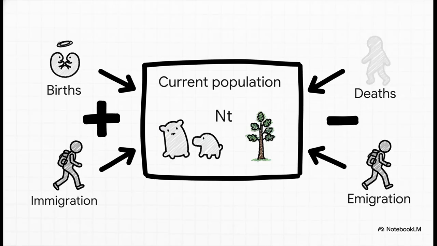And here's how you write that bathtub idea as a simple formula. The population in the future, let's call it N at time t plus 1, is just the population you have right now, N at time t, plus all the additions from births and immigration, minus all the subtractions from deaths and emigration. You see, it's just what you start with, plus the ins, minus the outs. So simple, but so powerful.